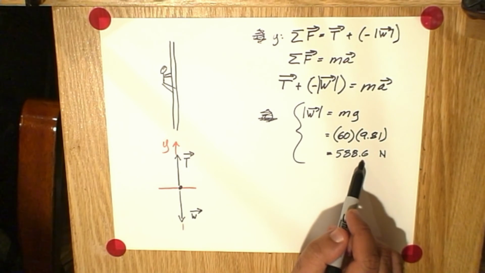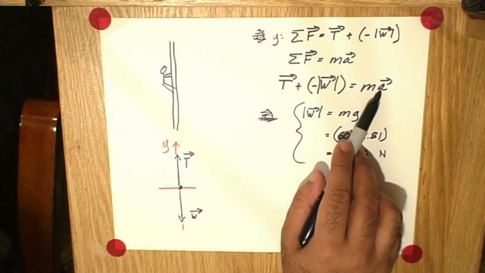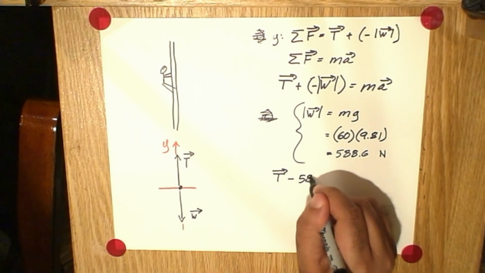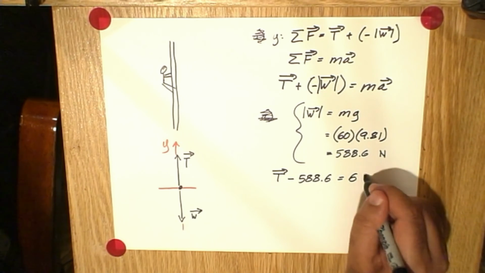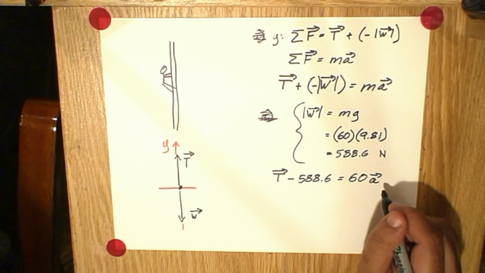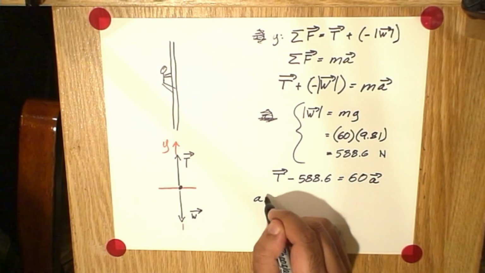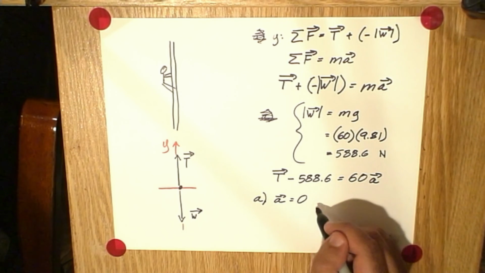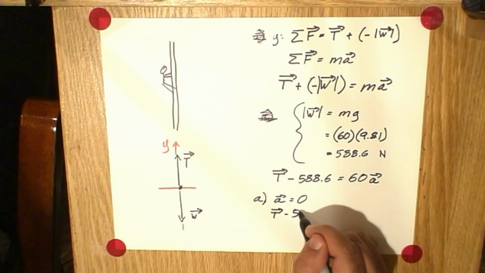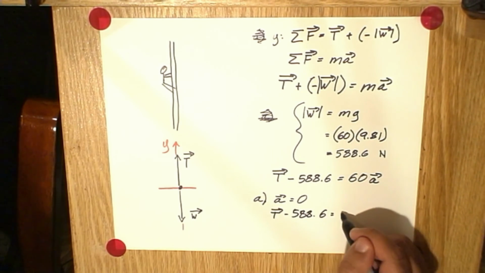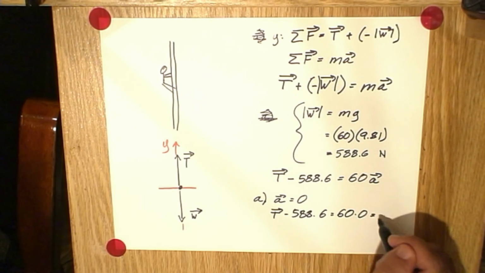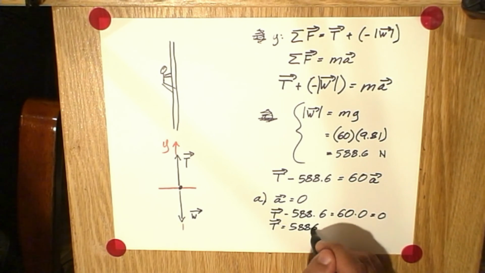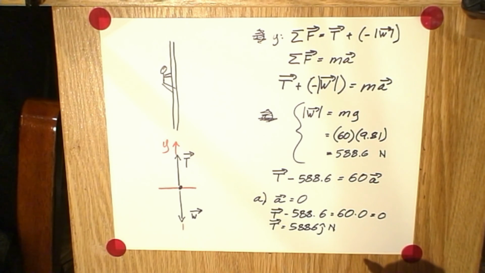So let's plug this information into this equation. We would get tension minus 588.6 is equal to 60 times the acceleration. In part A, the acceleration is equal to 0. So that would mean that tension minus 588.6 is equal to 60 times 0, which is 0. So the tension is equal to 588.6 newtons in the j hat direction.